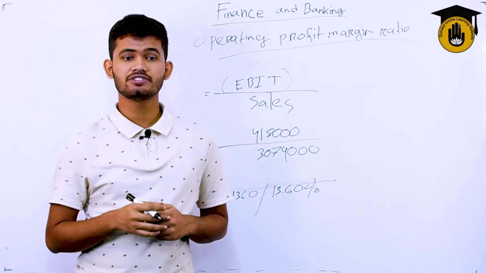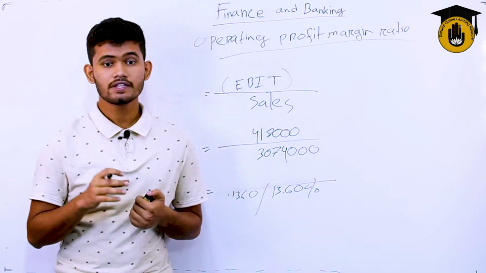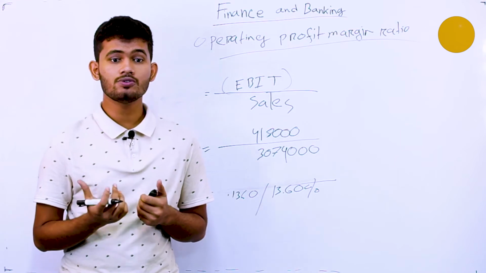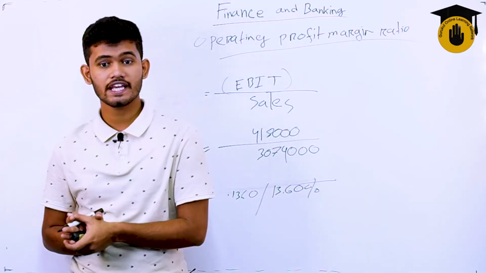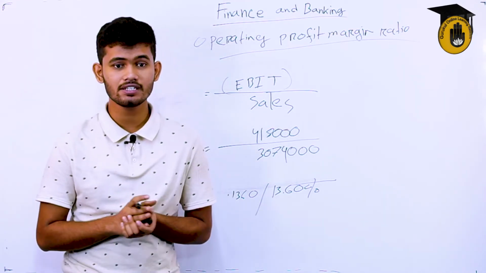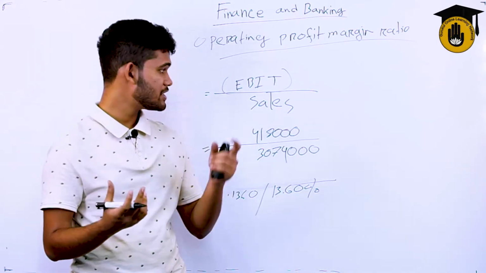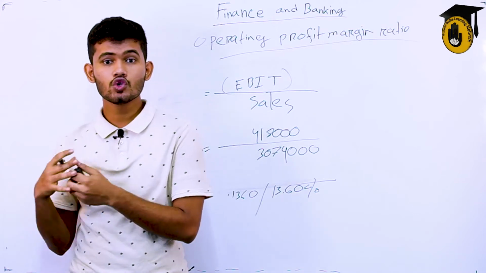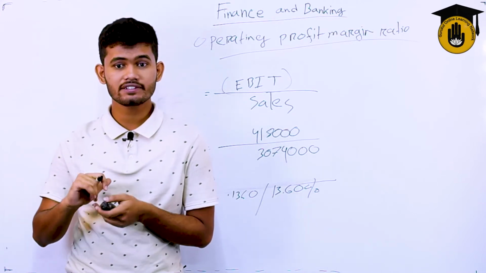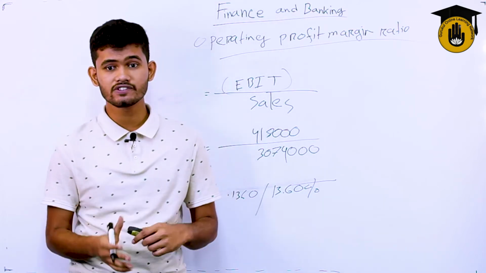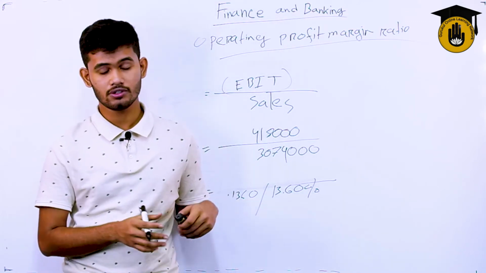Net profit margin ratio. What's a net profit margin ratio? The net profit margin measures the percentage of each sales amount remaining after all cost expenses, including interest, tax and preferred stock dividends, have been deducted. So the operating profit margin ratio that we just did was excluding all the interest, tax and preferred stock, and the net profit margin ratio includes all the interest, taxes and the preferred dividends.